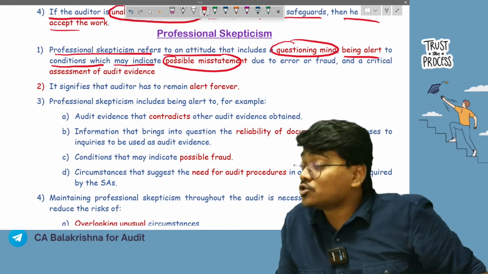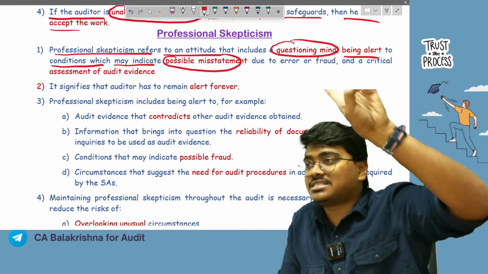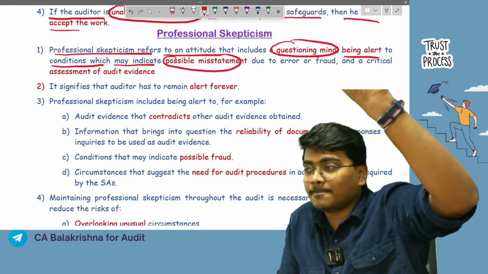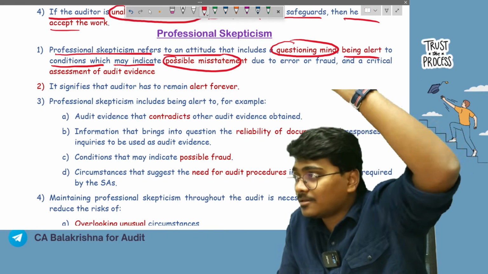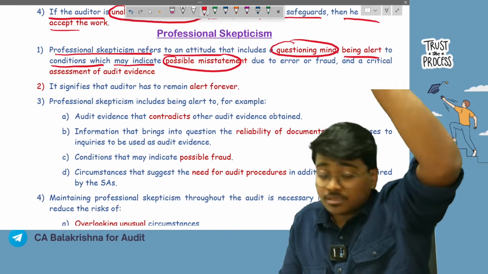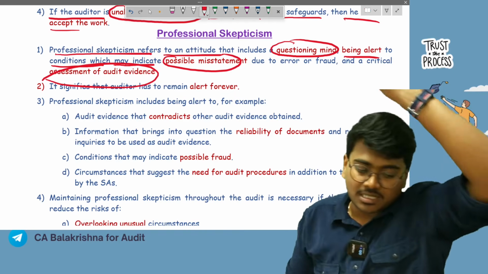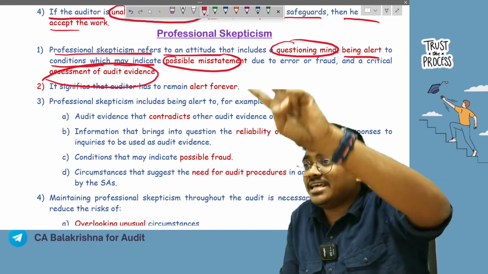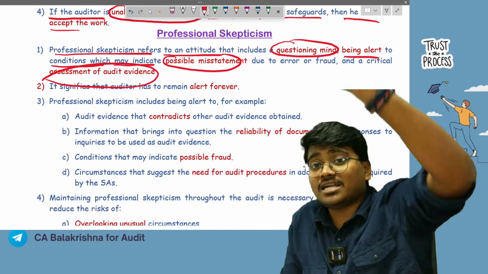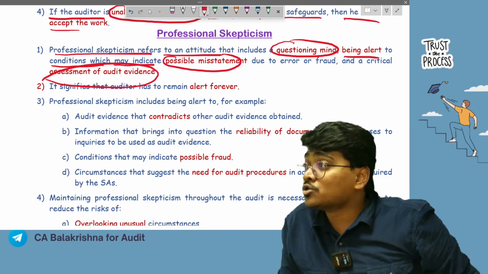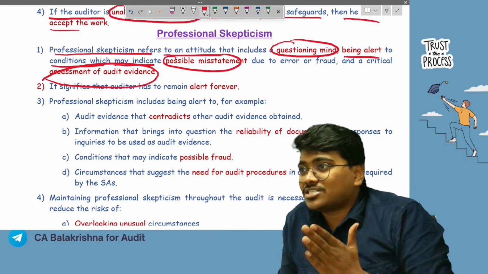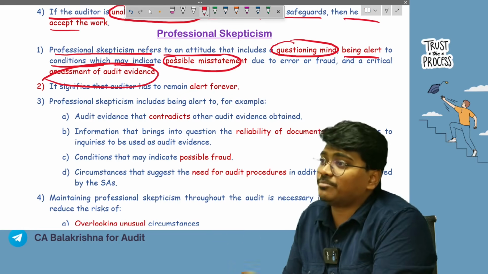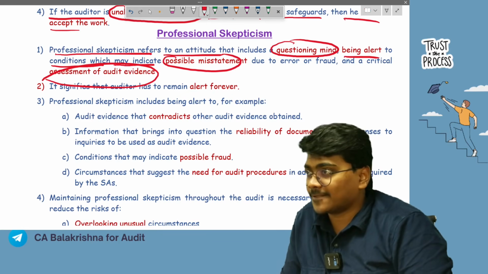The quality of being attentive also comes under professional skepticism. So professional skepticism means three things. First one, questioning mind. Second one, being attentive. Third one, the critical assessment of audit evidence. These three qualities come under professional skepticism. So the auditor must always exercise this professional skepticism during the audit.